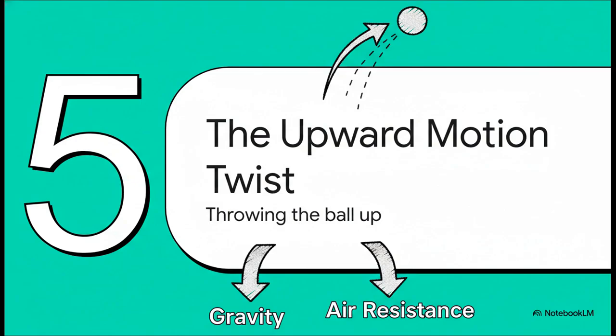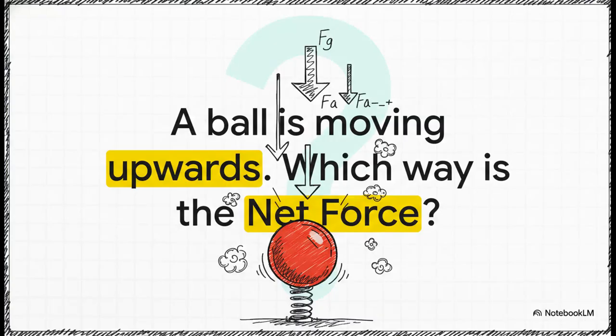But to really test our understanding, let's flip the script. What happens if, instead of dropping the ball, we throw it up into the air first? So I want you to really think about this for a second. The ball has left your hand. It's moving upward. Which way is the net force pointing? Is it up? Is it down? Does it maybe change? What do you think?